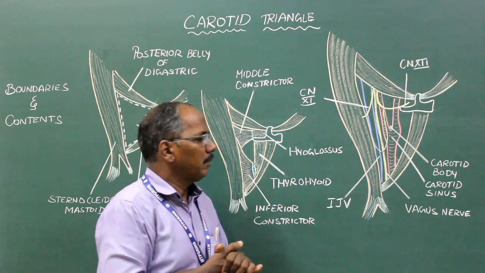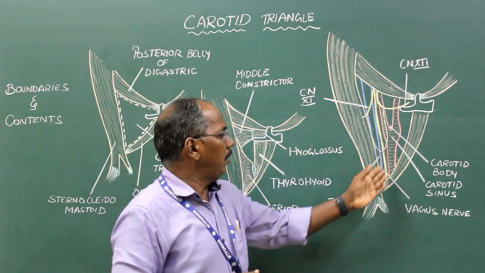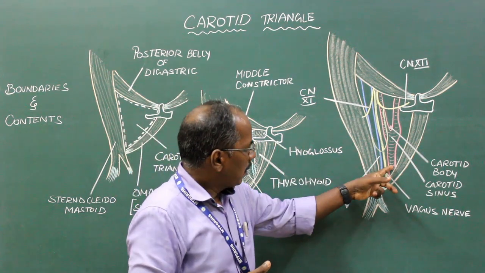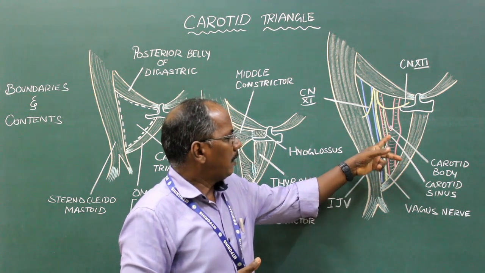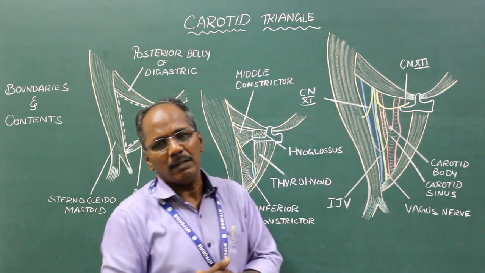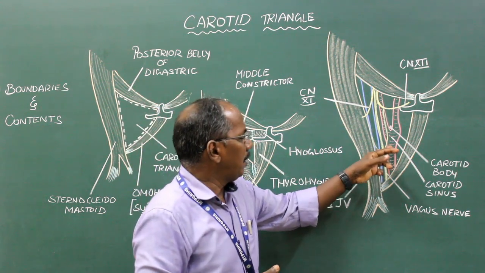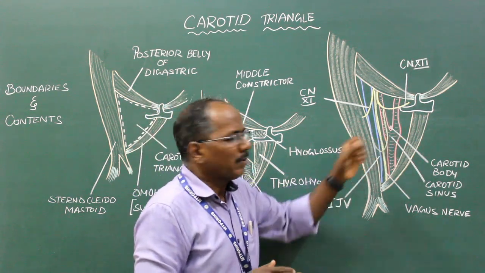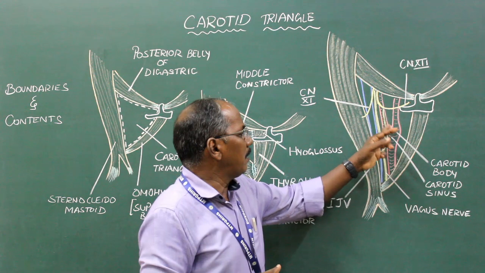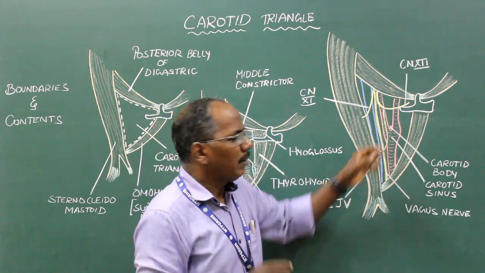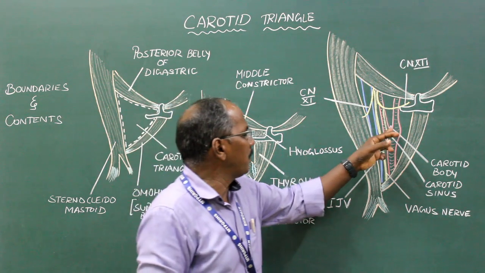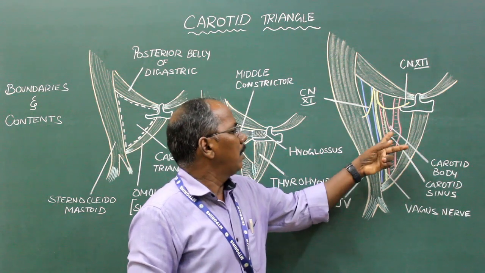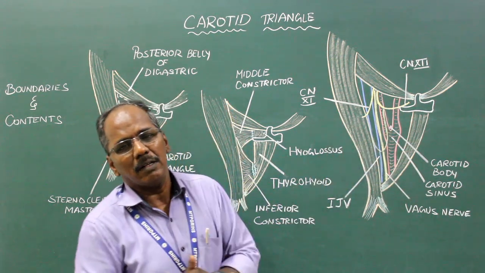Contents. The contents of the carotid triangle are: number 1, common carotid artery with carotid sinus and carotid body. See, this is the common carotid artery. You can see the dilatation or bulging of the artery, that is known as the carotid sinus, and between the two terminal branches of the carotid artery you can see a bud-like or swelling-like structure, that is the carotid body. So common carotid artery, carotid sinus and carotid body. So that is the first content.